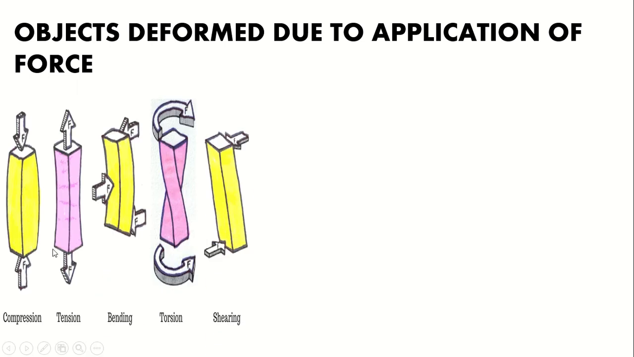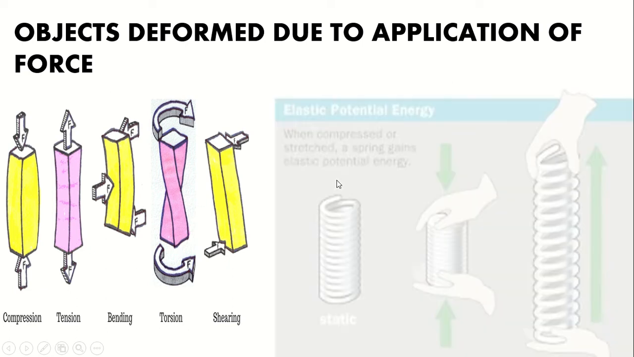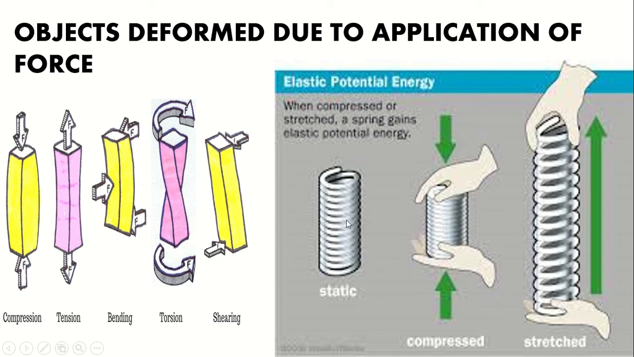Look, objects are deformed due to application of force. Here I have taken some pieces of rubber. By the application of force, the rubber gets deformed in this way. Look, here I have a spring in a static condition in this position. When it is compressed from both sides, it will be like this, and when it is stretched, the spring will look like this. So here the spring gets deformed by the deforming force.